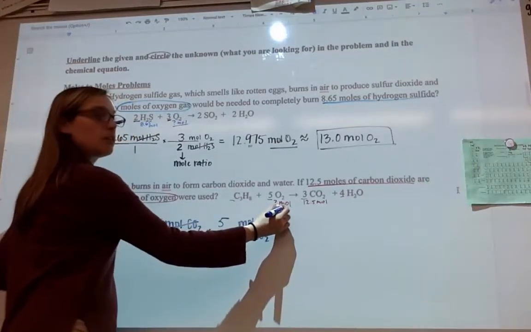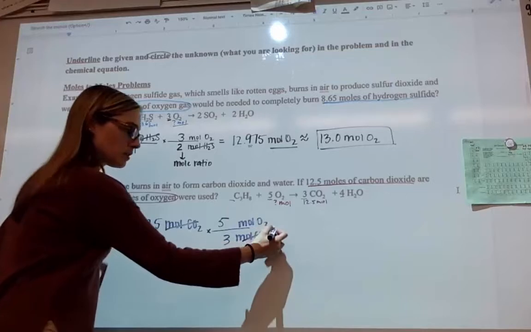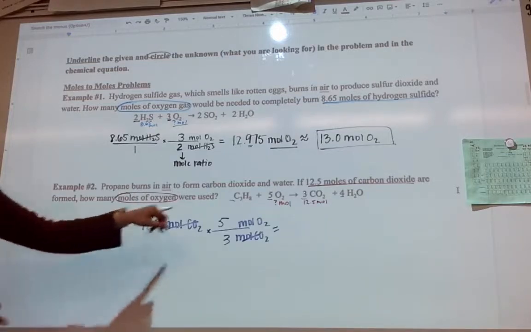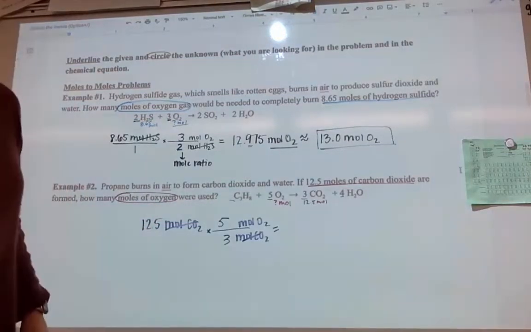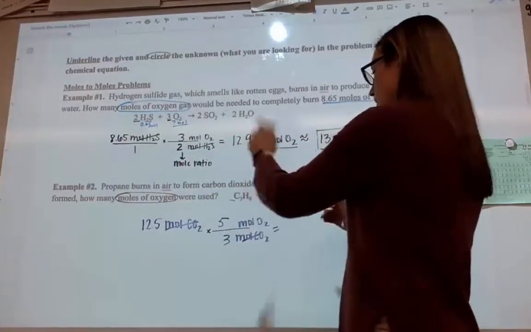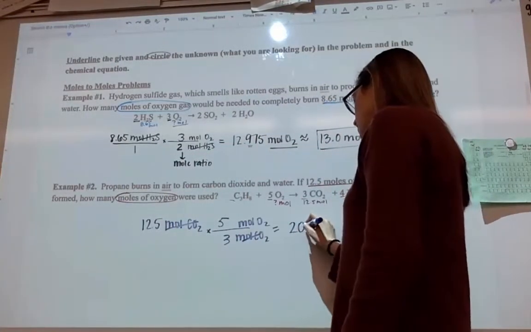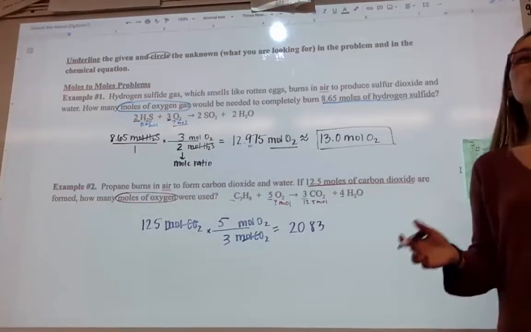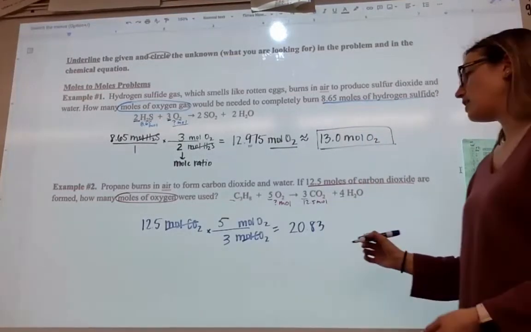That's what this wanted. It wanted moles. So we're done with conversions, and then we just multiply and divide. So 12.5 times 5, and then divide by 3. You could do, if you wanted to go out, again, I'm not going to be picky with significant figures. You get 20.83. If you wanted to just round to 20.8, that's okay.